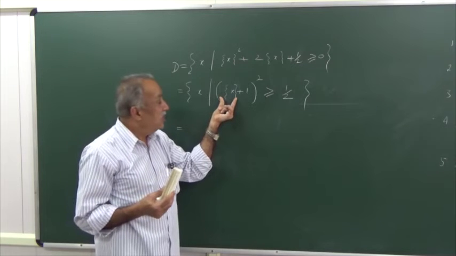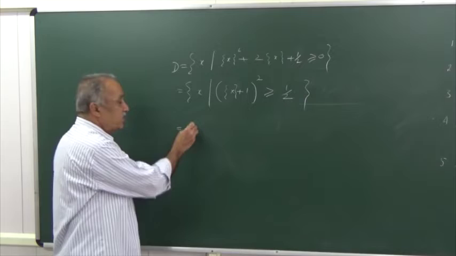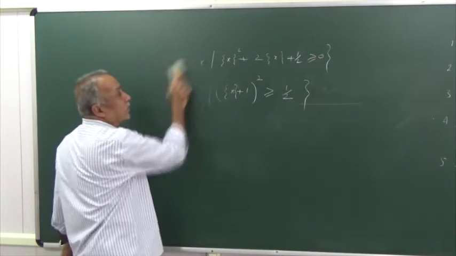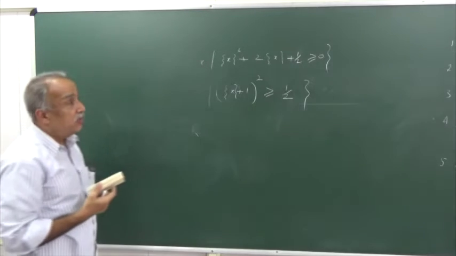Negative number. Will this always be greater than or equal to a negative number? Finished. The domain is the entire set of real numbers. Okay. Now what about the range? In this example, what will be the range?